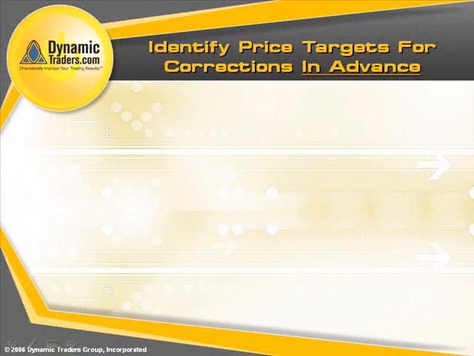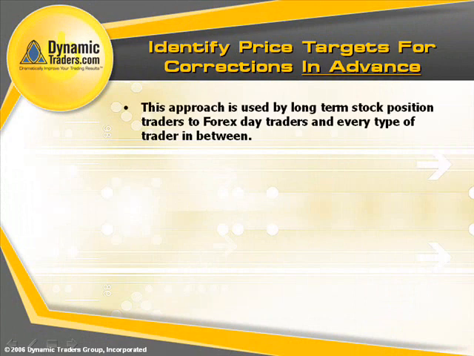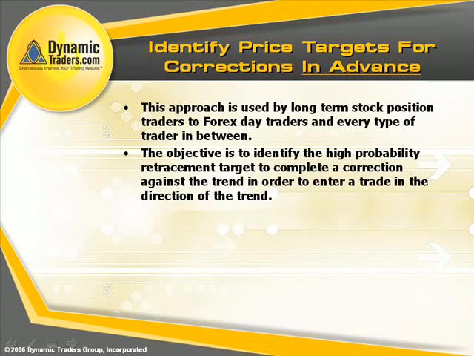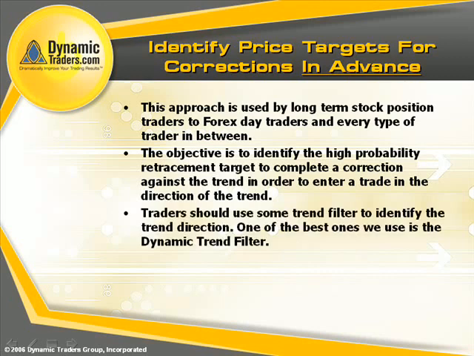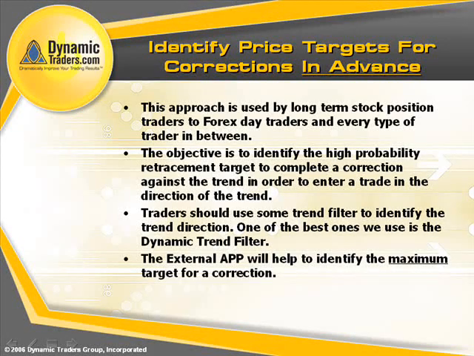Okay, let's take a look at how we identify price targets for corrections in advance for all markets and all time frames. Remember, our approach is used by all types of traders: long-term stock position traders, Forex day traders, and every type of trader in between. The objective of this approach is to identify the high probability retracement target to complete a correction against a trend, in order to enter a trade in the direction of the trend. Now, as a trader, you should use some trend filter to identify the trend direction. One of the best ones that we use is called the dynamic trend filter. Using the external APP will help identify the maximum target for a correction.